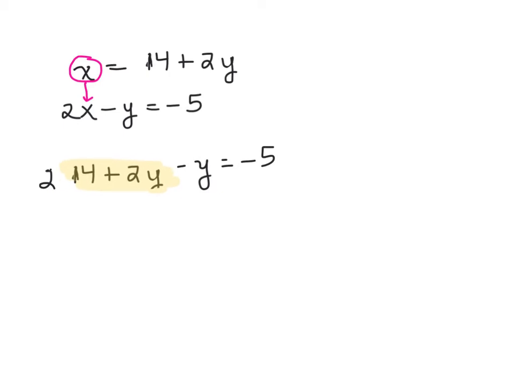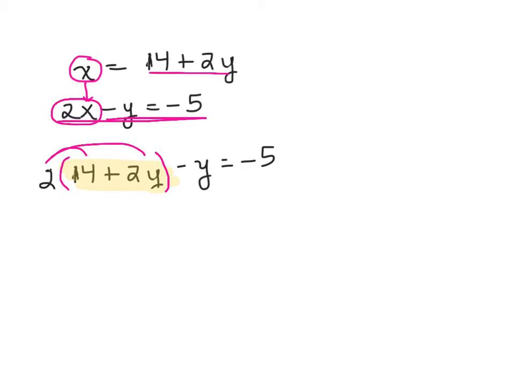Now, when I do this in the equation, because that's a longer expression, I want to use parentheses. It's 2 times that value of x, right? 2 times that value of x. Well, that x was 14 plus 2y. And then I finish the equation off, minus y equals minus 5. Now I'm going to distribute. Let's see what happens here.